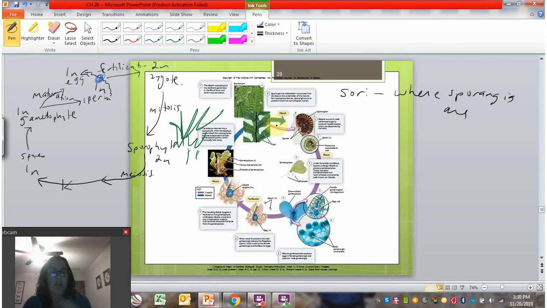And so if you touch the sori, you'll get this powder on your hands, and that's the spores being released from the sporangia. Okay, so that's the basic structure of the life cycle of a fern.